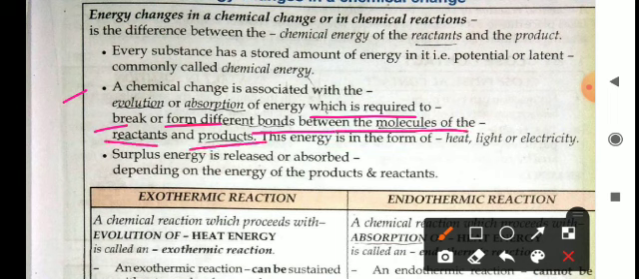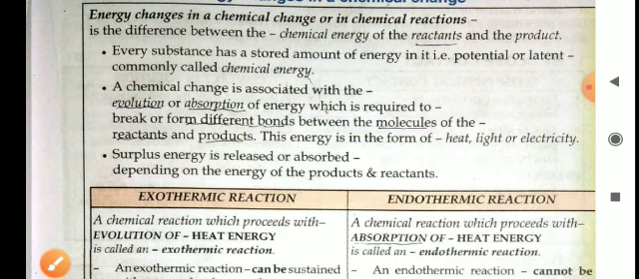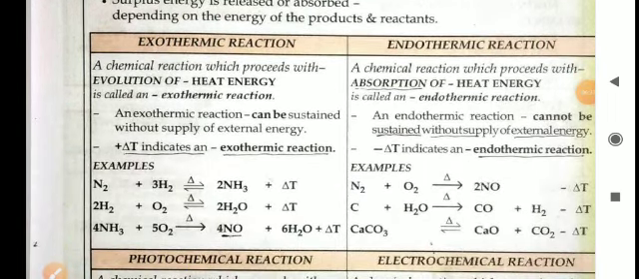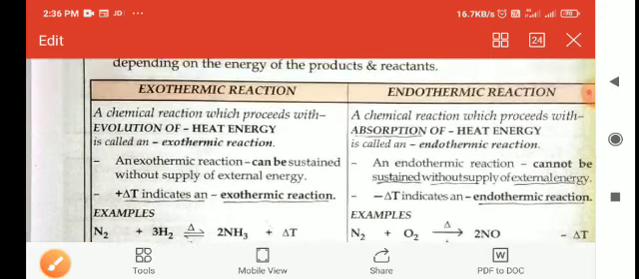There are many types of reactions in which heat is evolved and in which heat is absorbed. This heat is required to break the bonds between the atoms and form new bonds, and thus energy in the form of heat, light or electricity is released. Surplus energy is released or absorbed depending upon the energy of the products and the reactants. On the basis of the release and absorption of energy, two types of reactions are known: number one is exothermic reactions and number two is endothermic reactions.